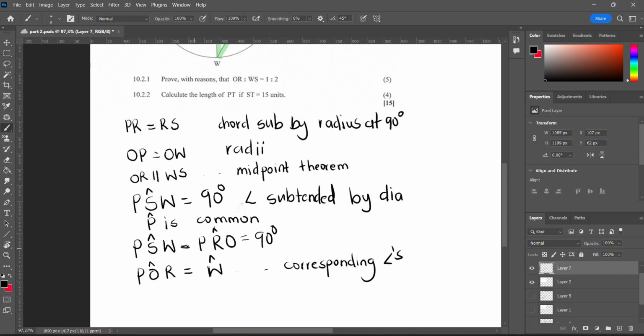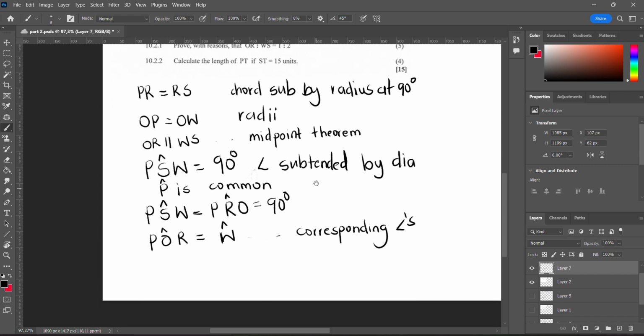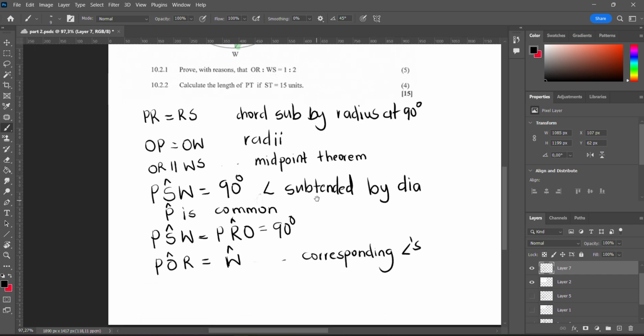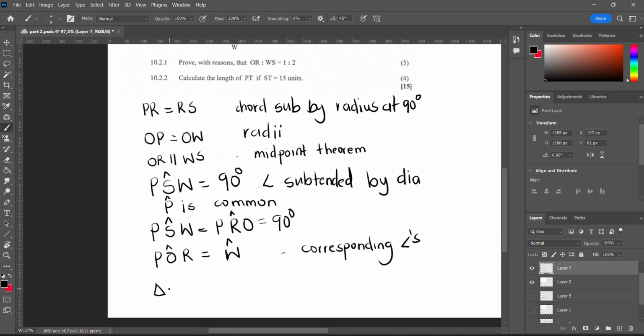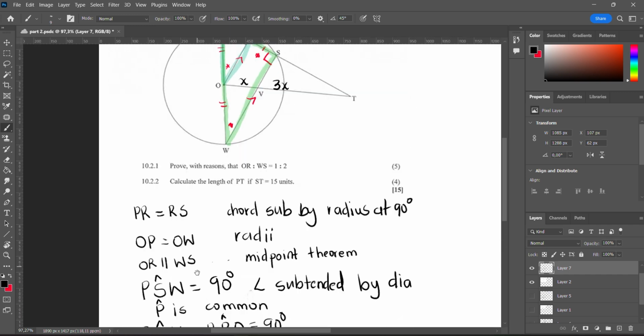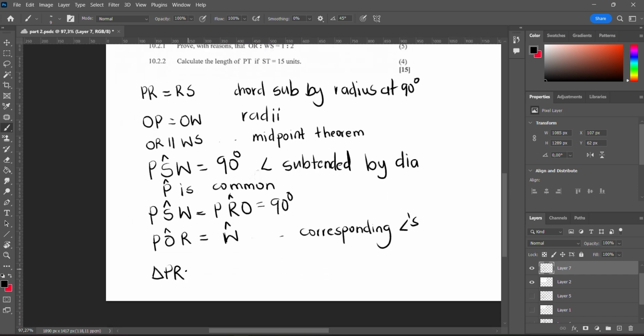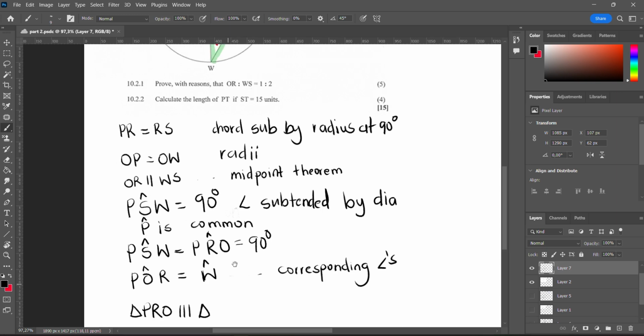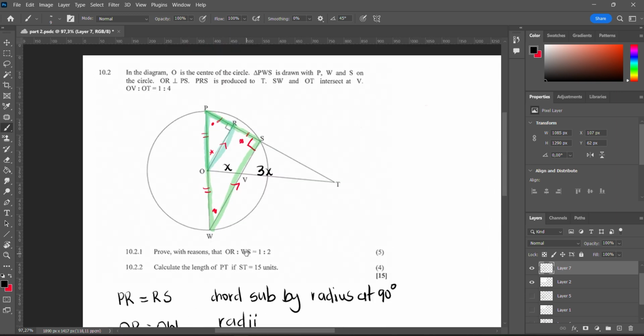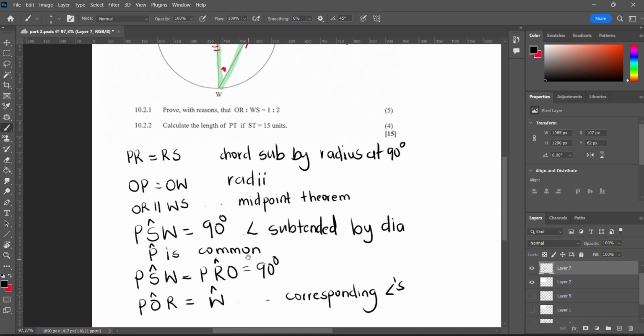So even here you can write corresponding angles, but yeah, we just have that. Therefore, triangle PRO is similar to triangle PSW.